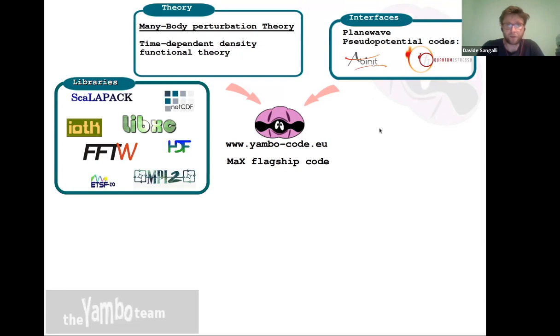Another ingredient of the Yambo code is the interface with many libraries. Actually, this picture is a bit outdated. We have a few more as well. And so the idea is that it is a tool which is also taking advantage of these libraries for performance, such as MPI, of course, HDF5 for parallel I/O, and many more.